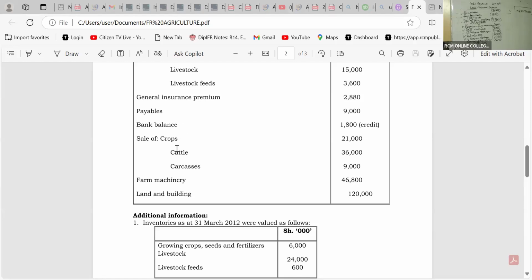Sales already we have it. Farm machinery we have it. Then we have, in this case, land and buildings. You know that these ones will go to the balance sheet. However, let's look at other notes, ladies and gentlemen.